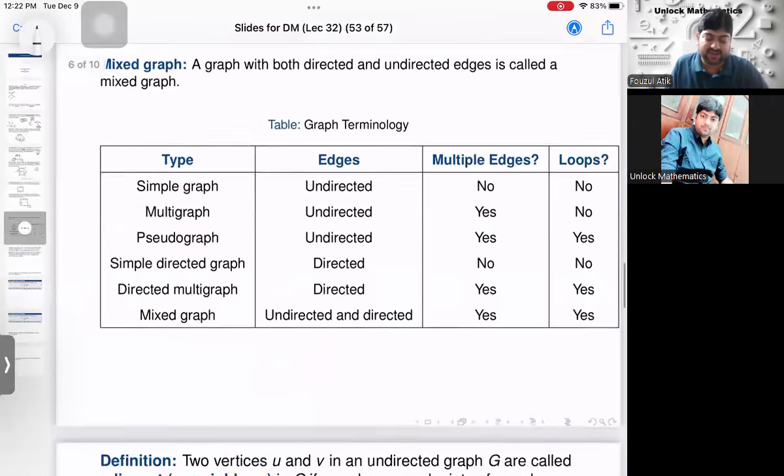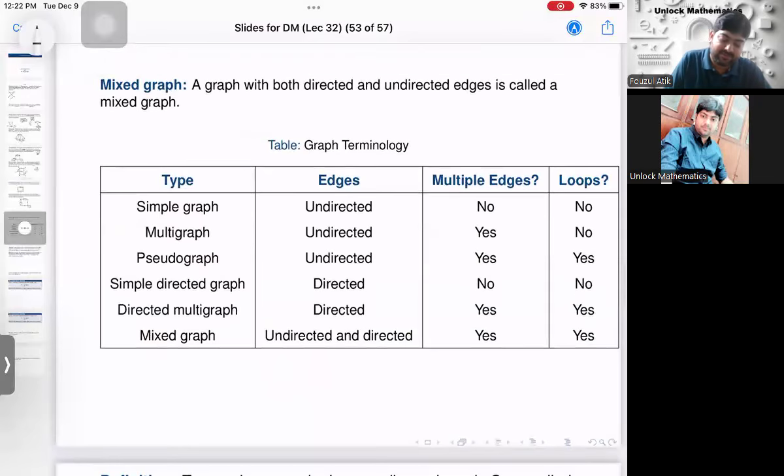Okay. Then finally, the mixed graph: a graph with both directed and undirected edges is called a mixed graph. So in general, this is a situation we may have where both directed and undirected edges are present in a graph.